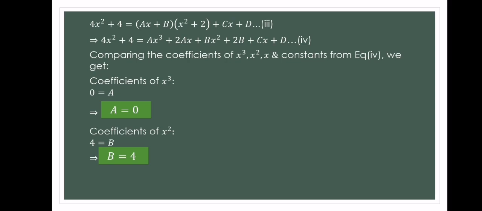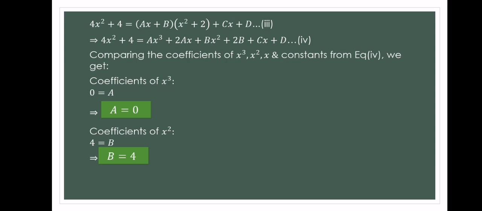We will multiply the terms to get the expanded equation as 4x² + 4 = ax³ + 2ax + bx² + 2b + cx + d. It is our equation number 4. We compare the coefficients of x³, x², x and constants from equation number 4 to get the values of the unknowns.